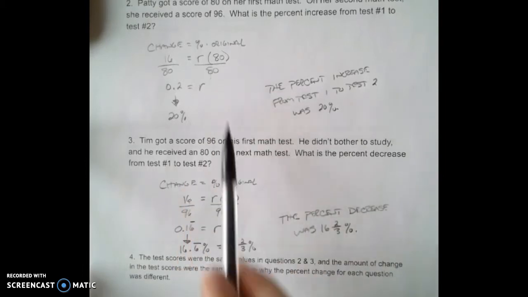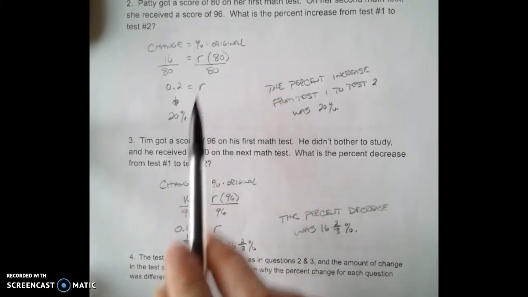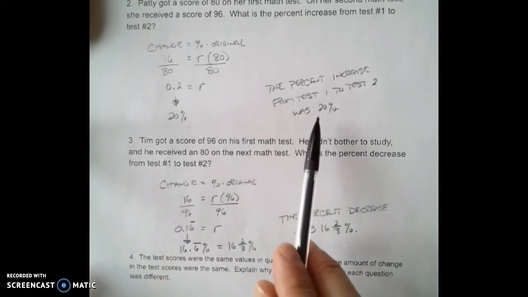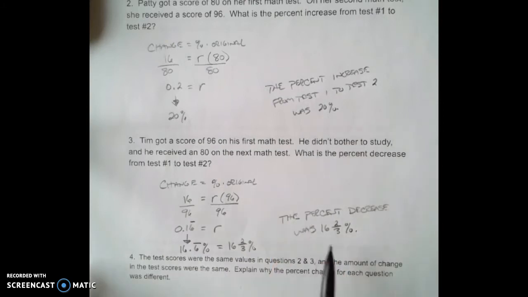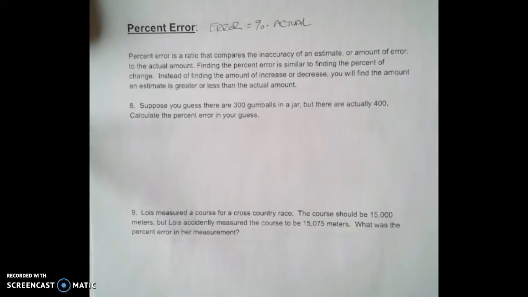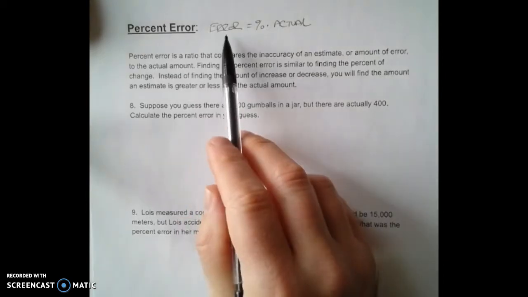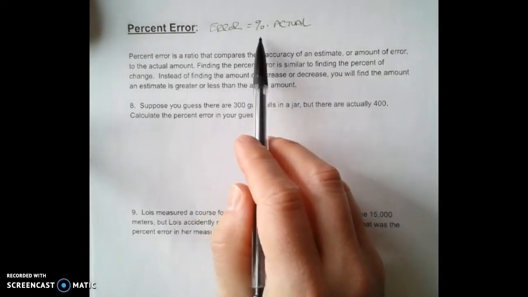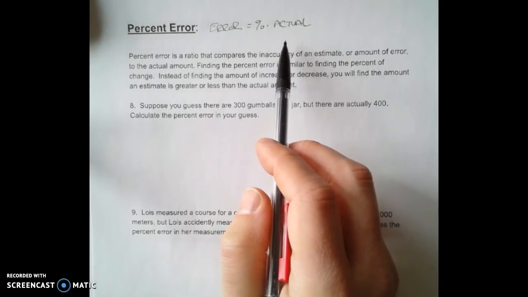When the percentages are based off of different numbers, you'll get different answers. That's why Patty had a 20% increase and Tim had a 16 2/3% decrease. Another application of percentages is when you're trying to find a percent error. To help us out with that, we're going to use the equation: the amount of error is equal to the rate times the actual amount.